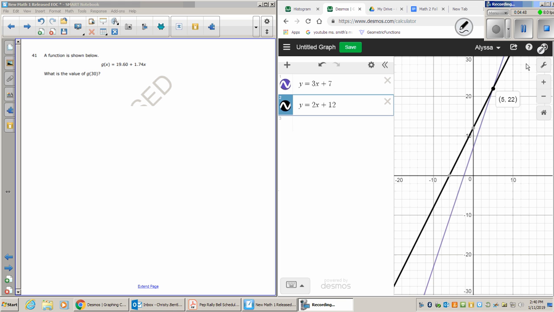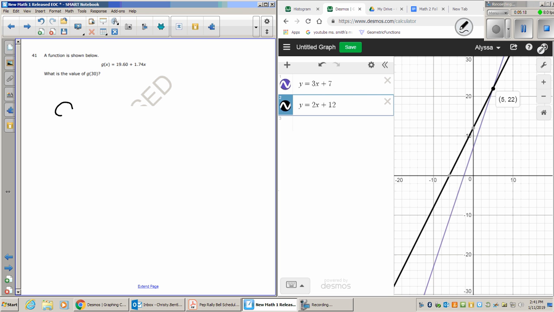Okay, we're now going to take a look at question 41. It says a function is shown below. G of x equals 19.60 plus 1.74x, and they're asking you to evaluate to find the value of g of 30. We haven't talked about function notation in a while, so I just wanted to go back and revisit this problem so you can easily understand how to substitute the 30 in for x and simplify.